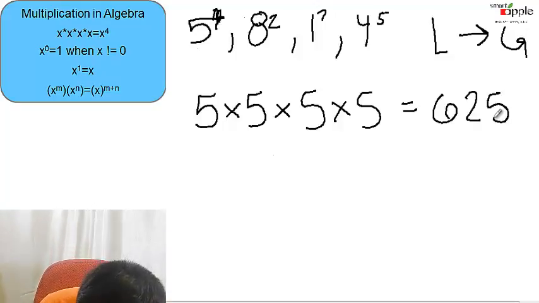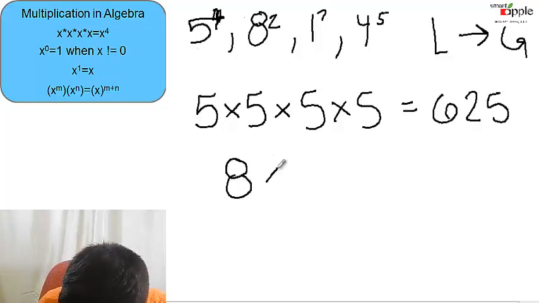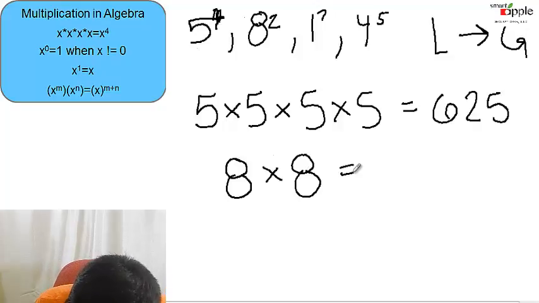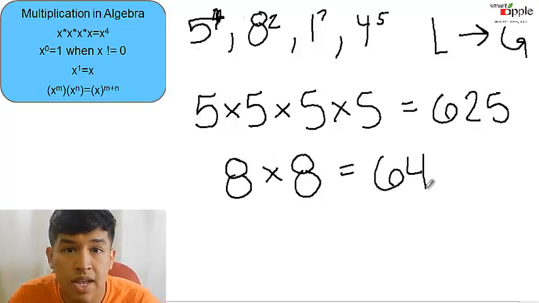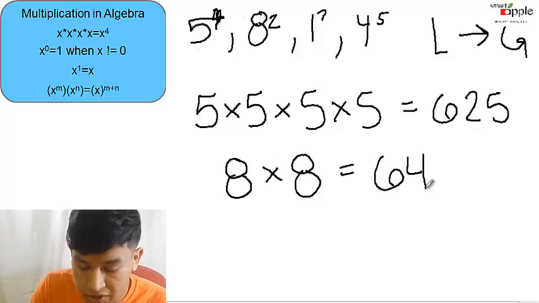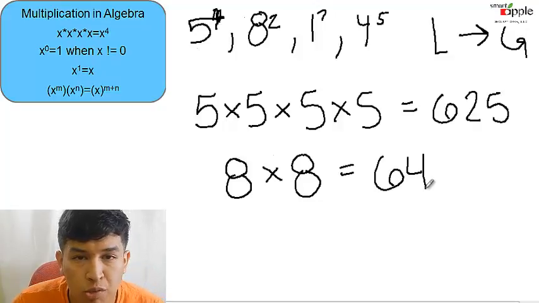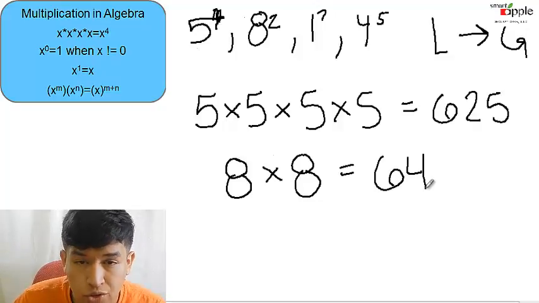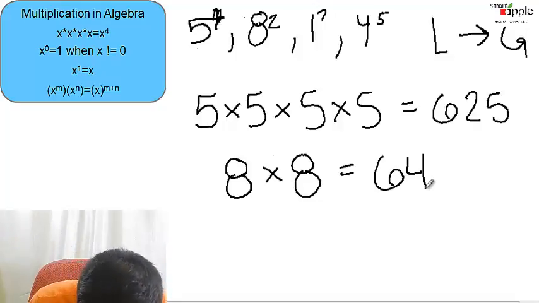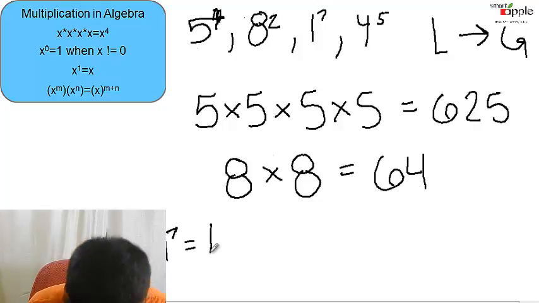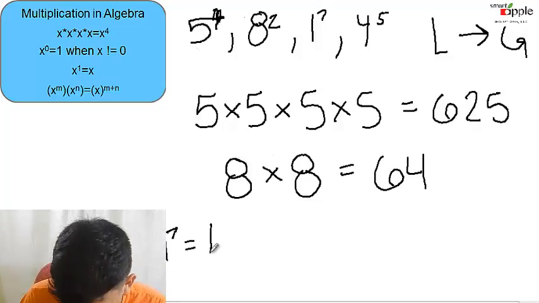So now let's move on to 8 squared. 8 squared is just 8 times 8, and this equals 64. Now 1 to the 7th power, how do you accomplish that? What happens whenever you multiply 1 times 1? It equals 1. So no matter how many times you multiply 1 times 1, it will still be 1. So we'll just write down over here, 1 to the 7th is equal to 1, and you don't have to write out that giant expression.